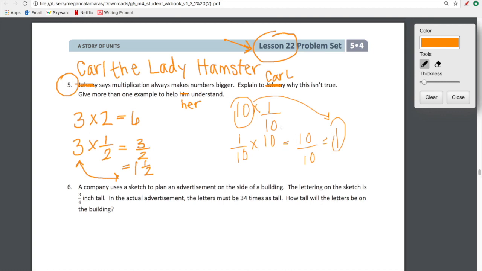Carl, I love you. I think you're just such a wonderful hamster, but I'm sorry to say that multiplication does not always make numbers bigger. In the case where we're multiplying a whole number by a fraction, because really what that means, Carl, is that we're finding a fraction of a whole number, and when we're doing that, our products end up being smaller than what we started with. But I still think you're great, Carl.